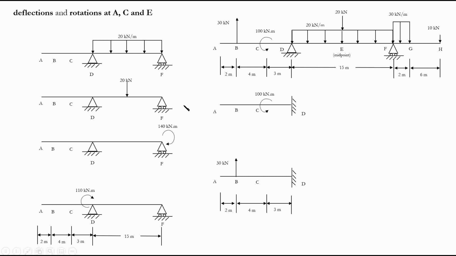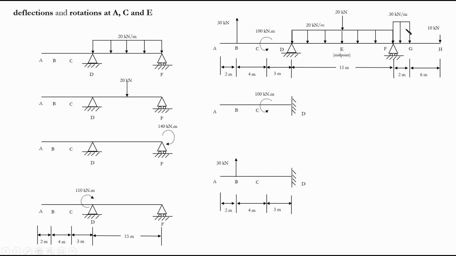But there is a direct load on this portion AD. That's why we are dividing it into two other load cases. We have 100 kilonewton meter and 30 kilonewton.